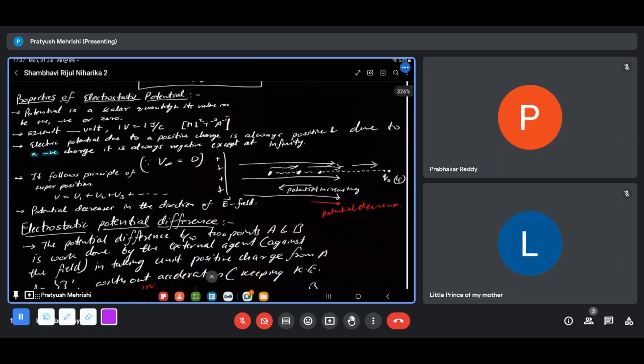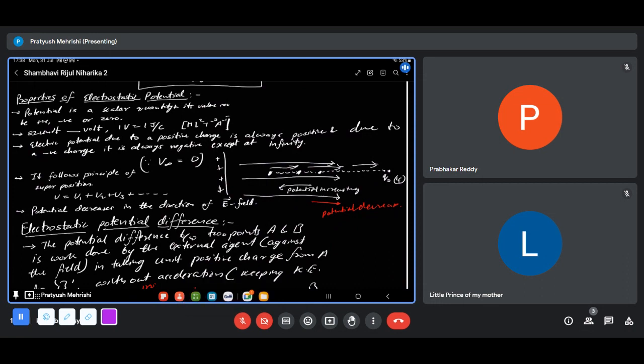potential. First, it is a scalar quantity. Now, what do we mean by scalar quantity? By scalar quantity, we mean that it does not have any direction. Okay, it does not have any direction, and it will be added directly. It can be positive, it can be negative, or as well as zero.